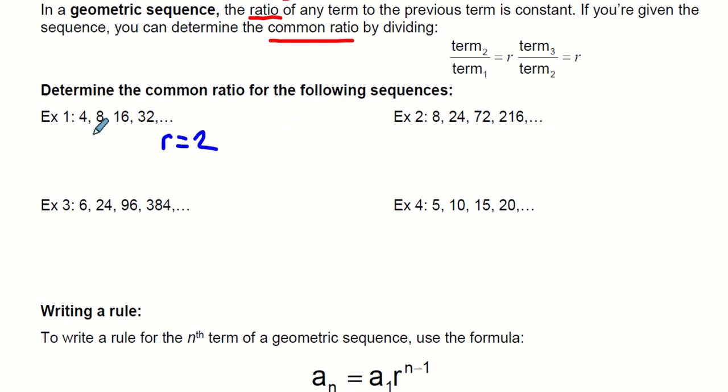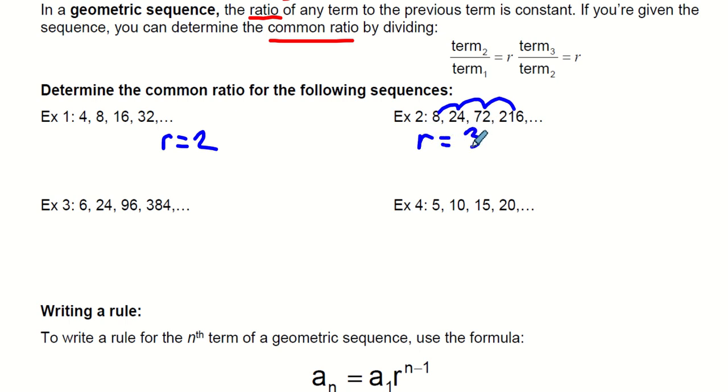One way I could have found that is to choose any term and divide by the previous term. I'm not going to do that here because we already did this example. But let's look at example 2. What are we multiplying by each time to get the next term? Well, you may be able to figure it out because 8 times 3 is 24. What's 24 times 3? It's actually 72, and so on and so forth. So here the common ratio would be 3.